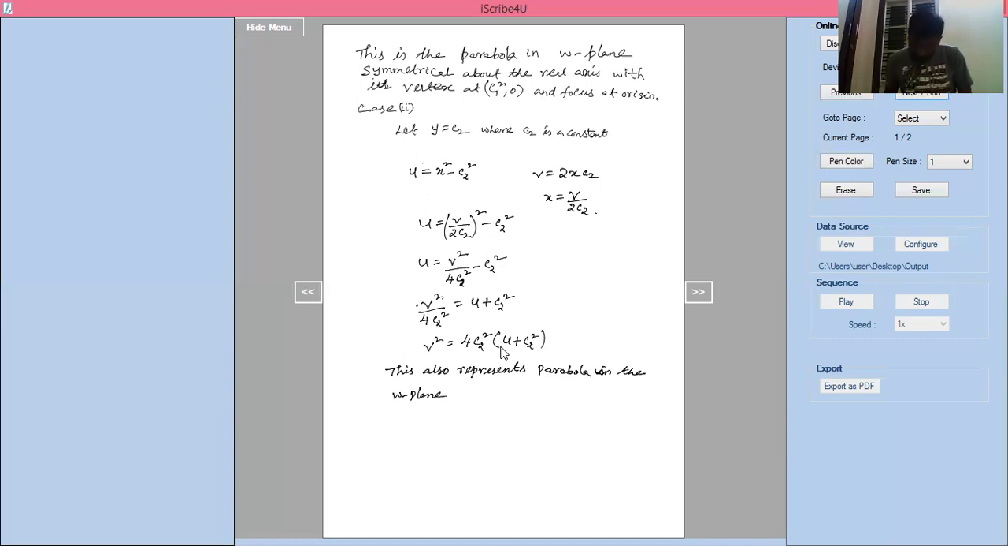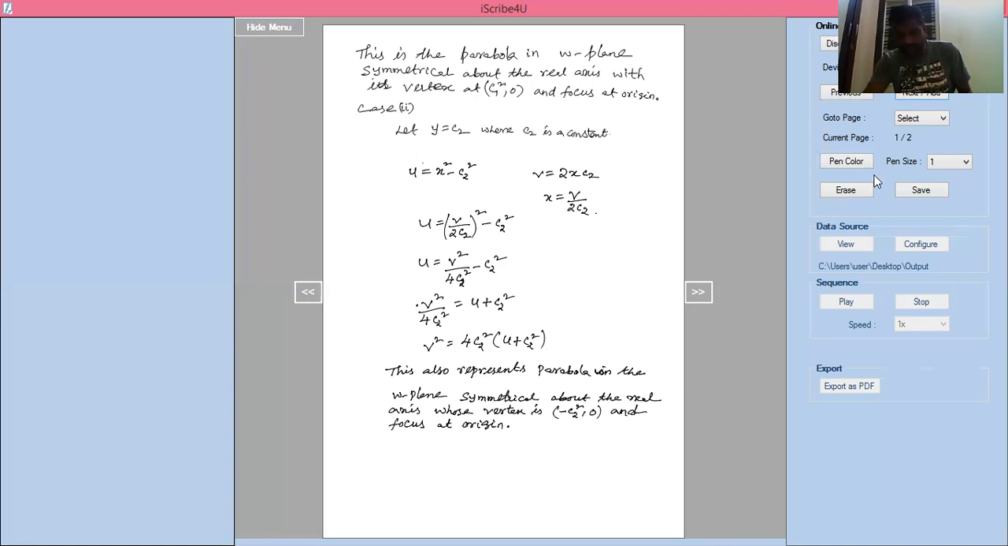The parabola is symmetrical about the real axis, whose vertex is at minus c2 square comma 0, and focus at origin. Now, this conclusion and diagram is not sufficient here.